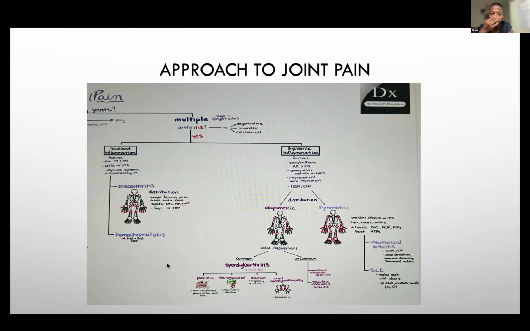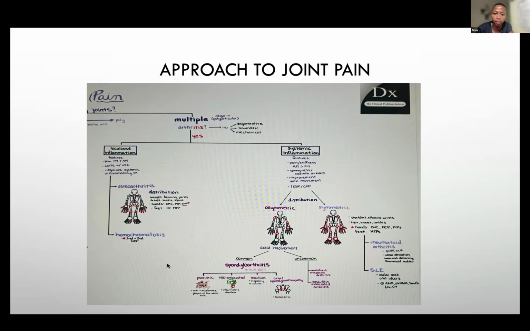Okay, so moving on. So joint pain, first you want to know if it's multiple. So if it's just one joint involved, or multiple involved, then try to divide causes into localized and systemic, right? So with localized inflammation, it will be worse with use, better in the morning, worse in the evening. So here we'll be entertaining things like hemochromatosis and osteoarthritis, with osteoarthritis affecting mostly weight-bearing joints.